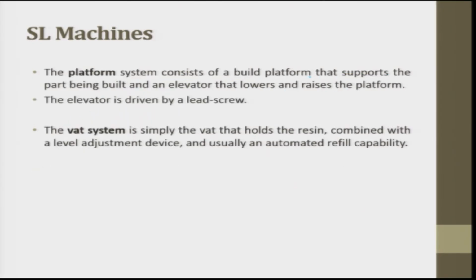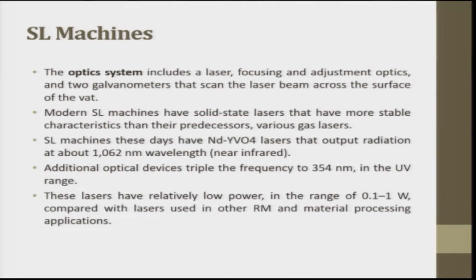The platform consists of a build platform that supports the part being built and an elevator that lowers and raises the platform. The elevator is driven by a lead screw. Lead screw is nothing but a ball screw mechanism which is there in a CNC machine. This decides the resolution. A vat system is simply the vat that holds the resin, combined with the level adjusting device and usually an automatic refill capability. The optic system consists of a laser, focusing and adjusting optics, and two galvanometers that scan the laser beam across the surface of the vat.